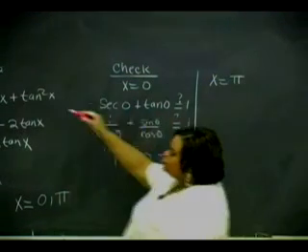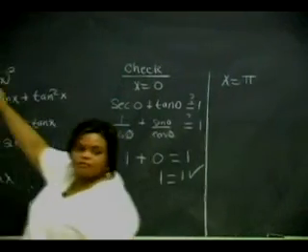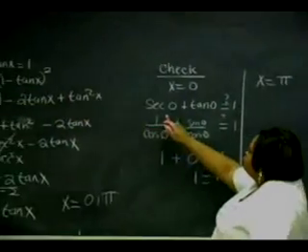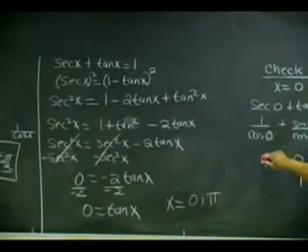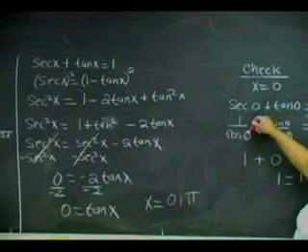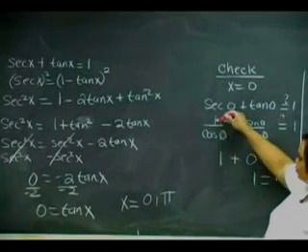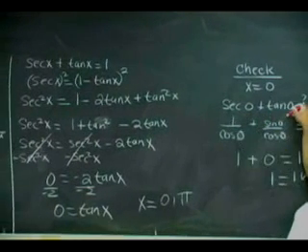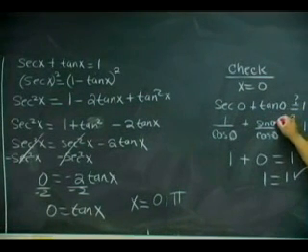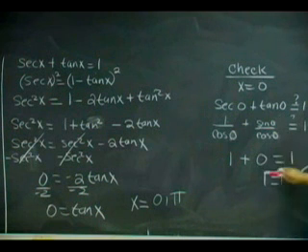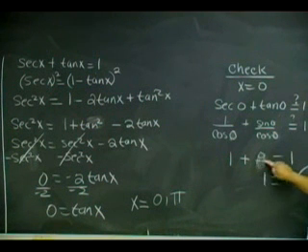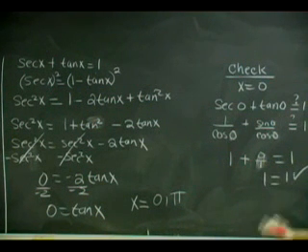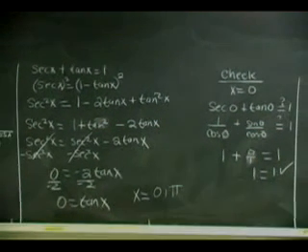We go to the original equation. We put in 0. Cosine 0 is 1, right? So 1 over 1 is 1. Sine 0 is 0. Cosine 0 is 1, so we have 0 over 1, which is 0. And 1 plus 0 is 1.